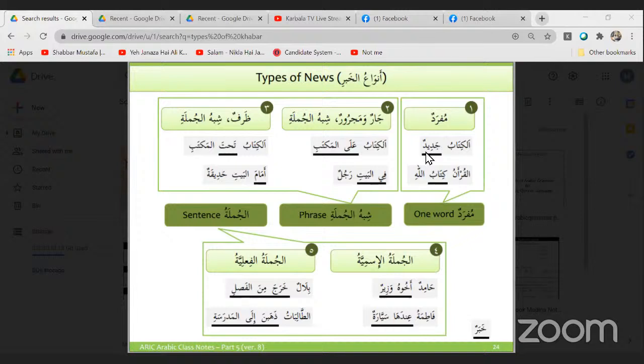The khabar itself always comes indefinite. What does it mean by indefinite? It doesn't have the al and it has the tanween at the end. Jadidun. Excellent.